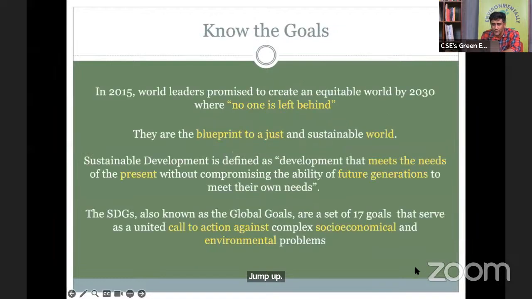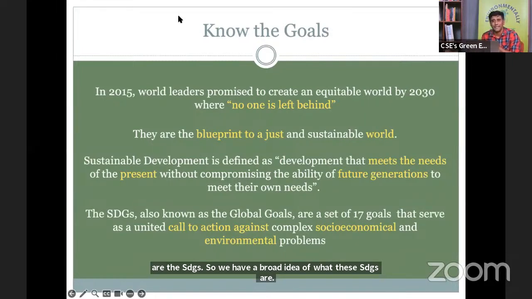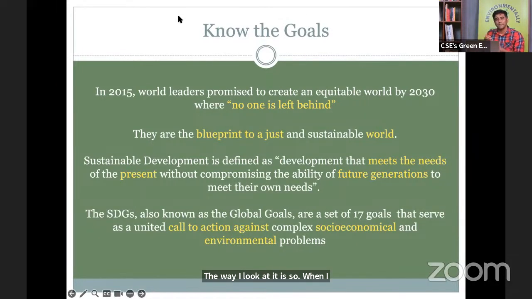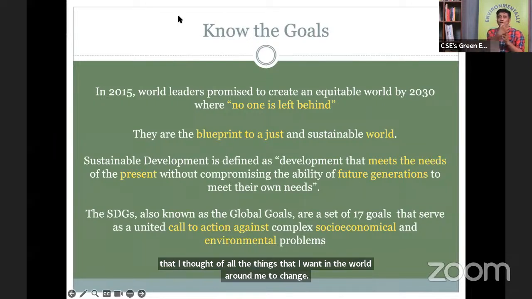Yep. So what are the SDGs? We have a broad idea what these SDGs are. The way I look at it is, when I had read the SDGs for the first time, when it was being drafted at that point in time, I thought of all the things that I want in the world around me to change.